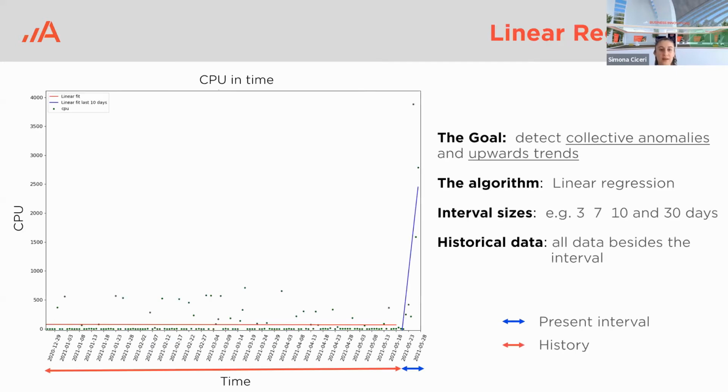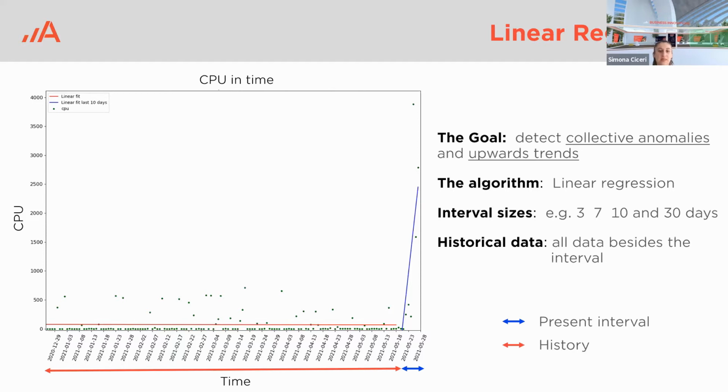So the first algorithm that we use is based on linear regression. In particular, for each transaction, we divide the data set into different sets, the present data and the historical ones. The present data set, here highlighted in blue, consists of all the data points belonging to the time window starting from today and going backwards n days, where n is the interval size. The historical data set, on the other hand, here highlighted in red, includes all the data points of the transaction besides the ones that belong to the interval.